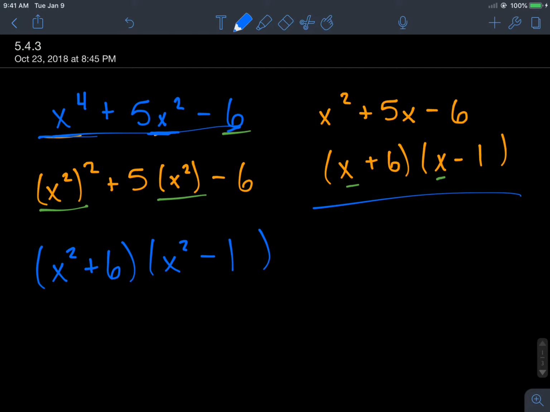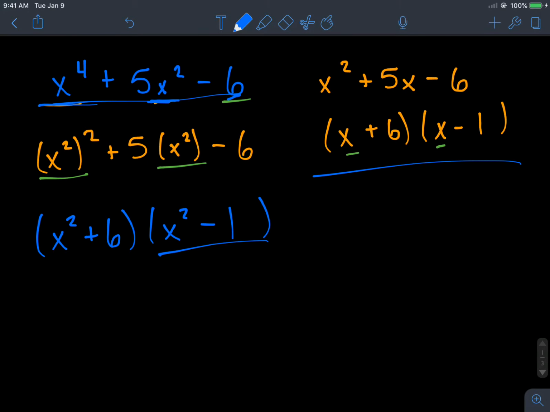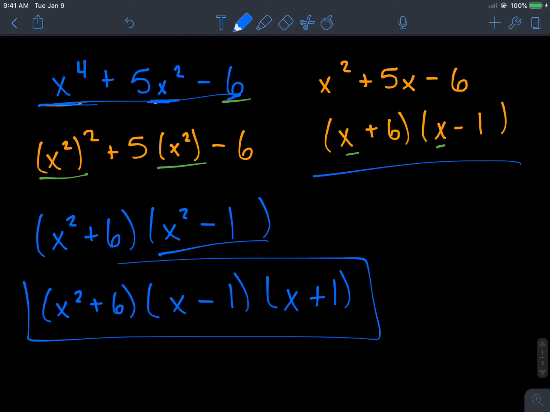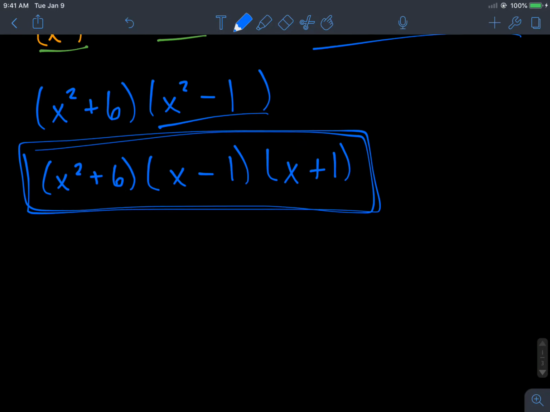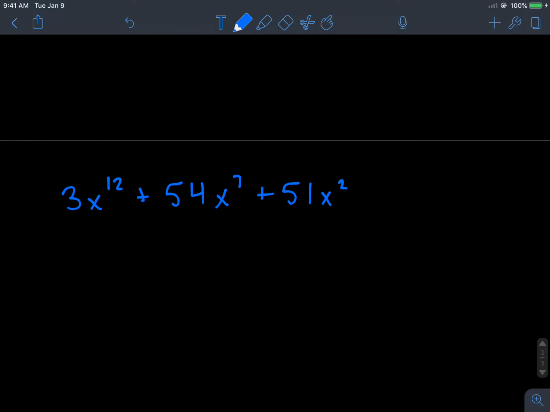And then we can maybe sometimes go further. So sometimes we might get stuck there. But we have a difference of squares again. So x squared plus 6, that does not factor. X squared minus 1 would be x minus 1, x plus 1. So there's factoring with the quadratic form. It looks like a quadratic, but isn't quite exactly a quadratic. Moving on to the next example.